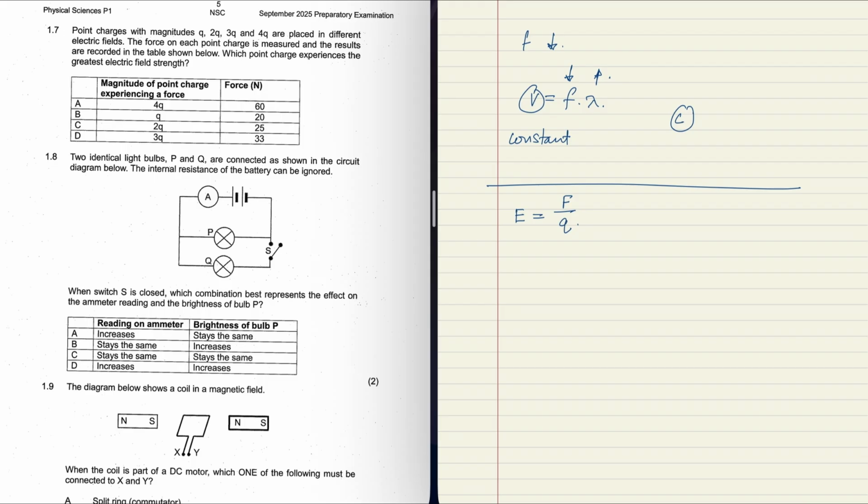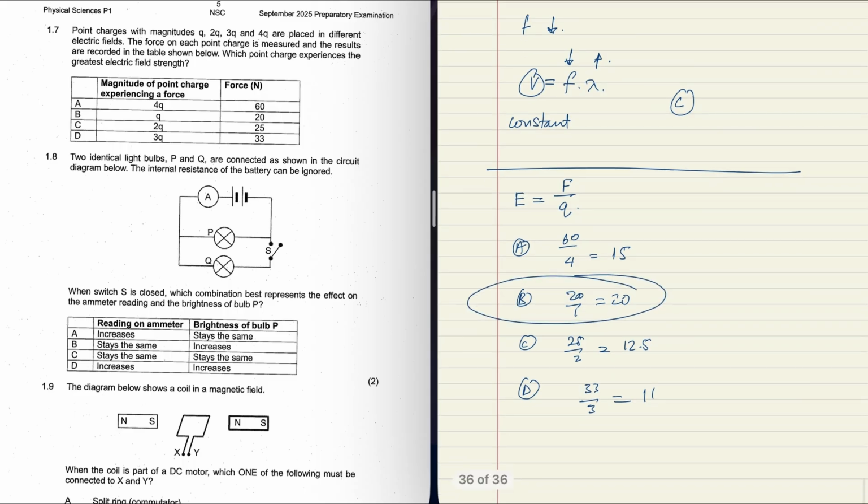So for example, we'll start with A. We'll say 60 divided by, and just take the value or the coefficient. So 60 divided by 4, that's going to give you 15. Then you check B. You'll do 20 divided by 1, which is 20. You check C, you get 25 divided by 2, which is 12.5. Then D is 33 divided by 3, which is 11. We're looking for the greatest electric field, so the answer is going to be B.